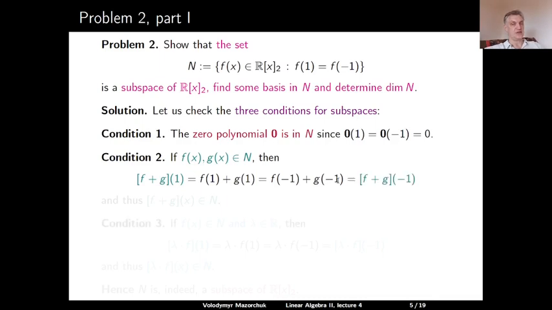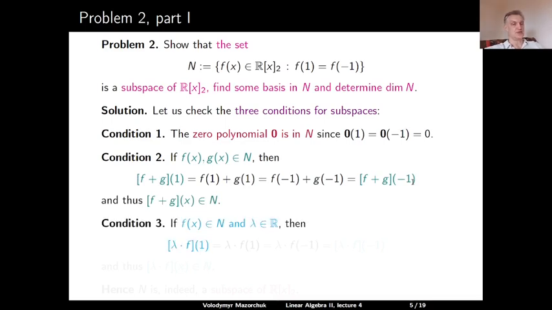And by definition, this is equal to the value of the polynomial f plus g at the point minus 1. So the value of f plus g at 1 is equal to the value of f plus g at minus 1. Therefore, f plus g belongs to N.